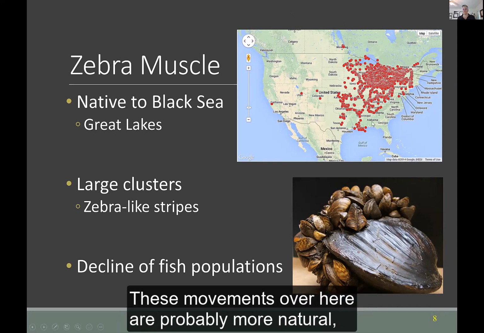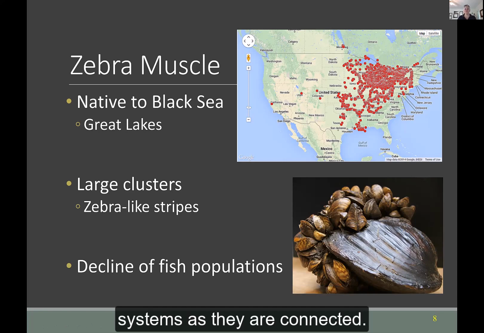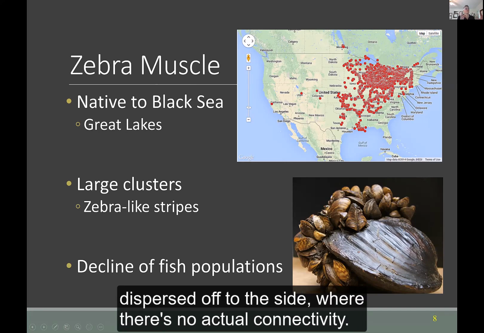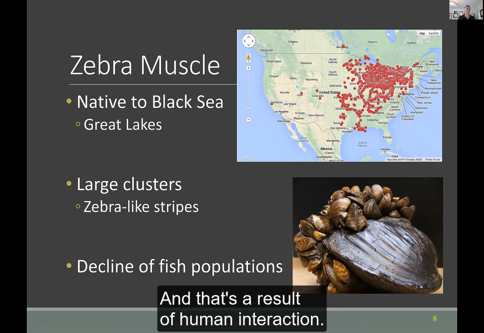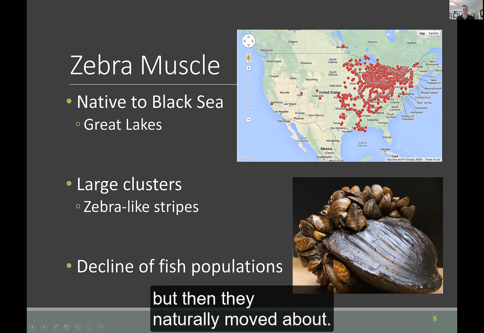These movements over here are probably more natural, that these mussels are naturally moving through those river systems as they are connected. And where we start seeing these little dots dispersed off to the side where there's no actual connectivity, that's a result of human interaction. Now, this was initially human interaction bringing them over, but then they naturally moved about.